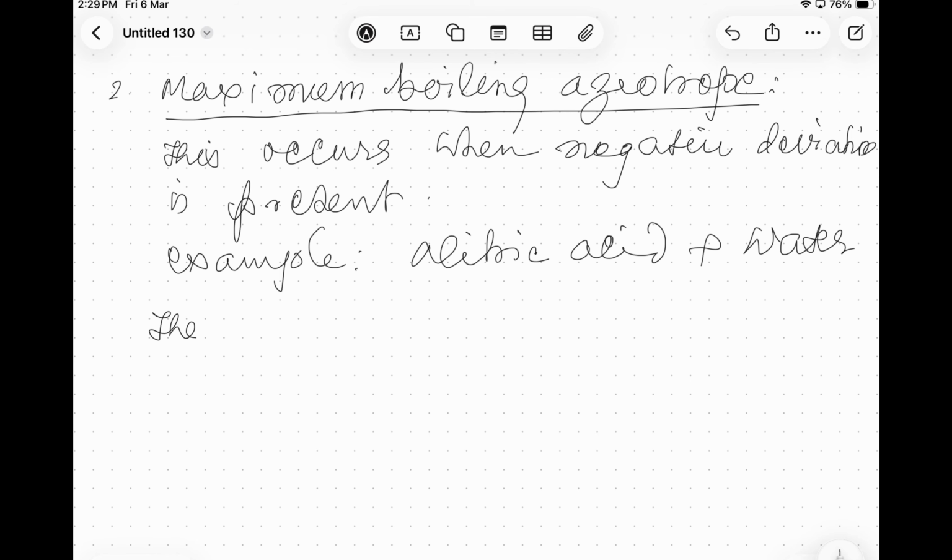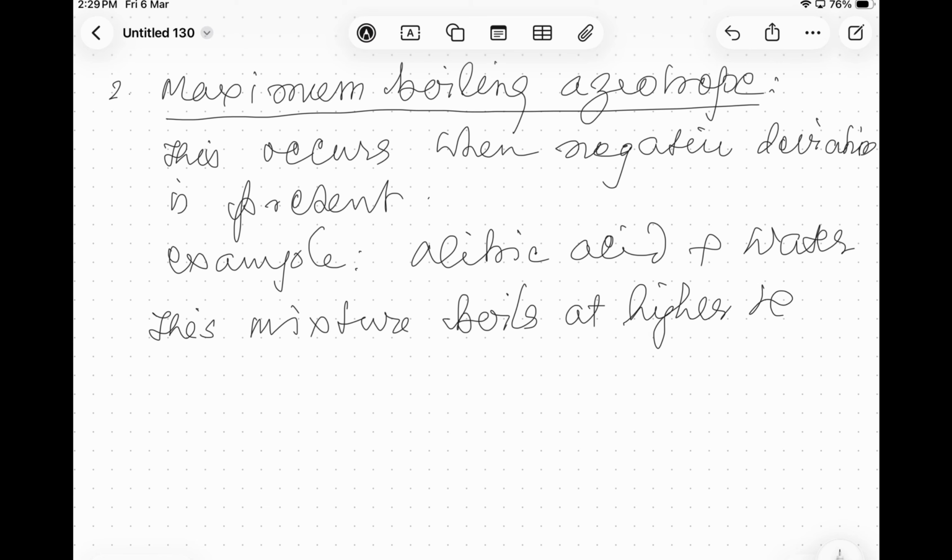The mixture, this mixture boils at a higher temperature than both pure liquids.